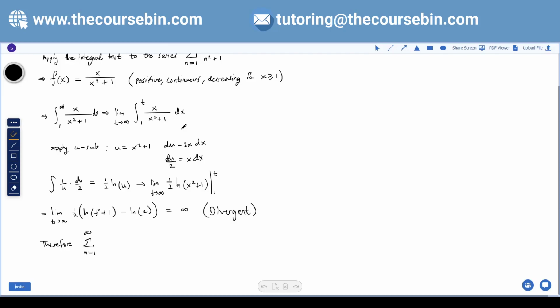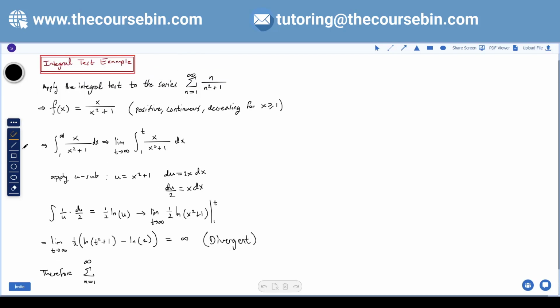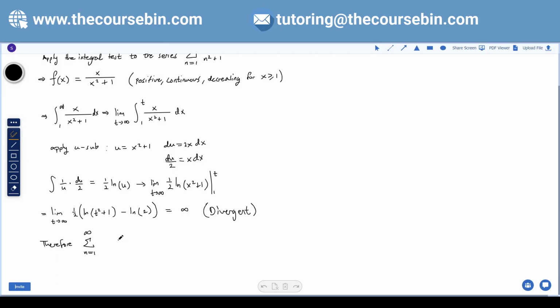Let me see if I've done this correctly. 2x dx. Yeah, natural log of. Yep. Let me see. Yeah. So therefore this diverges.